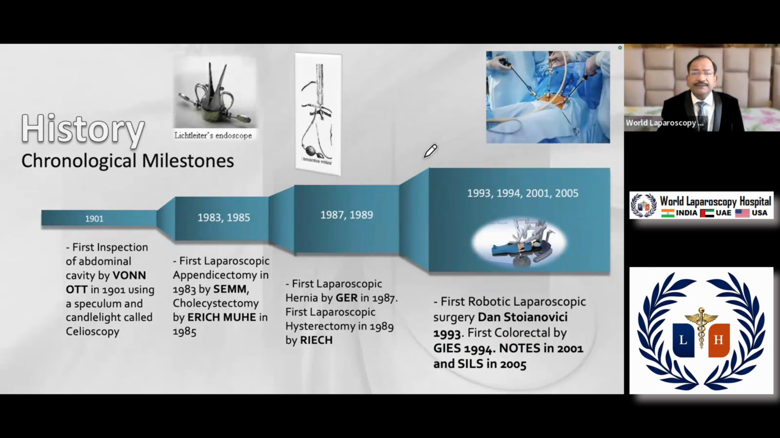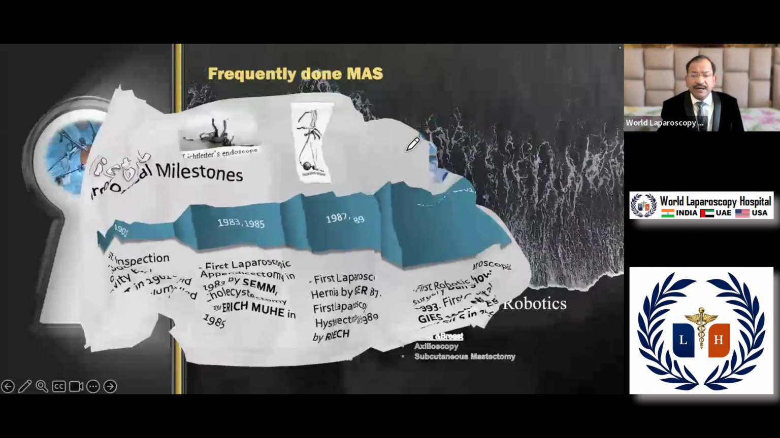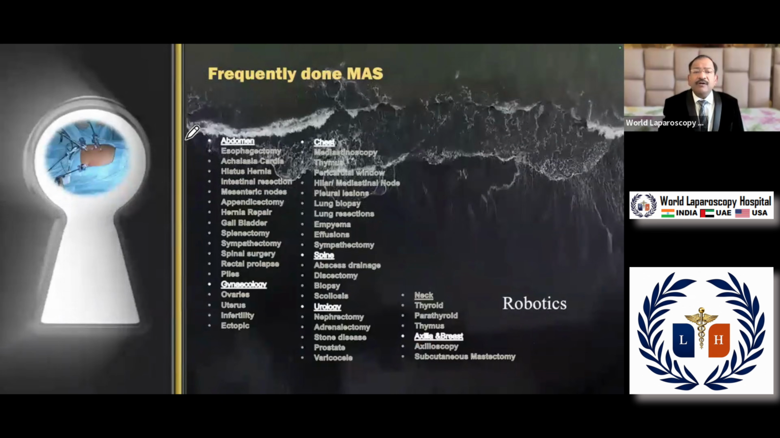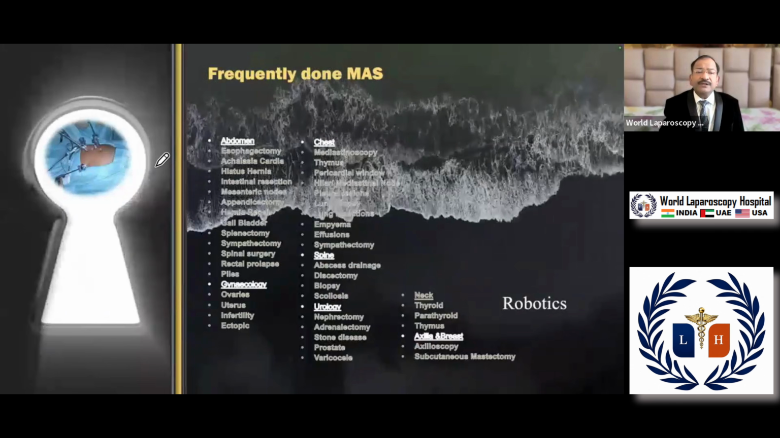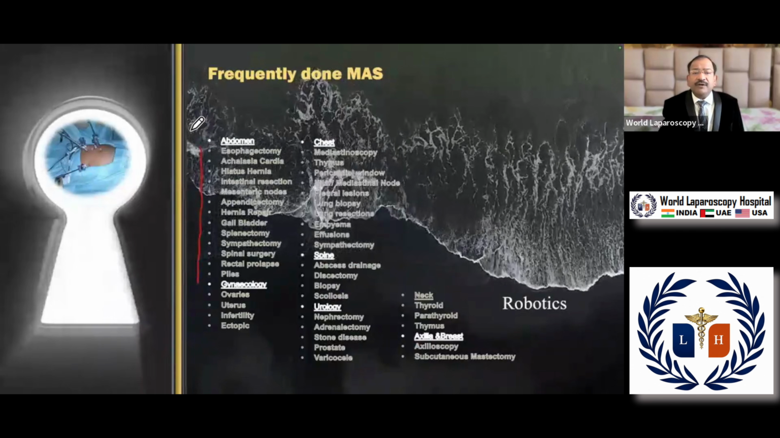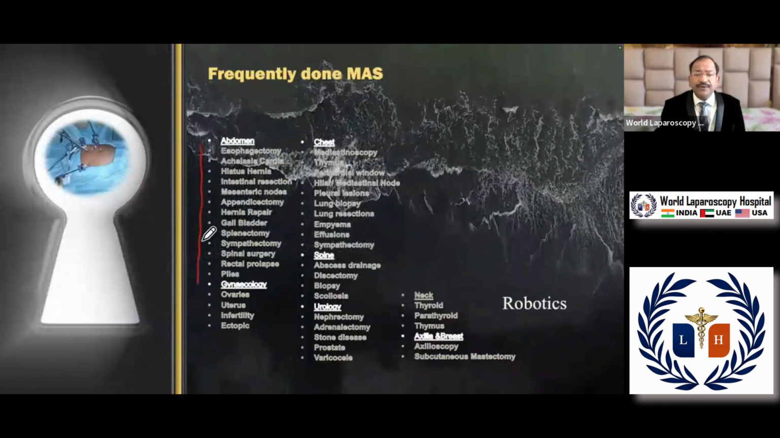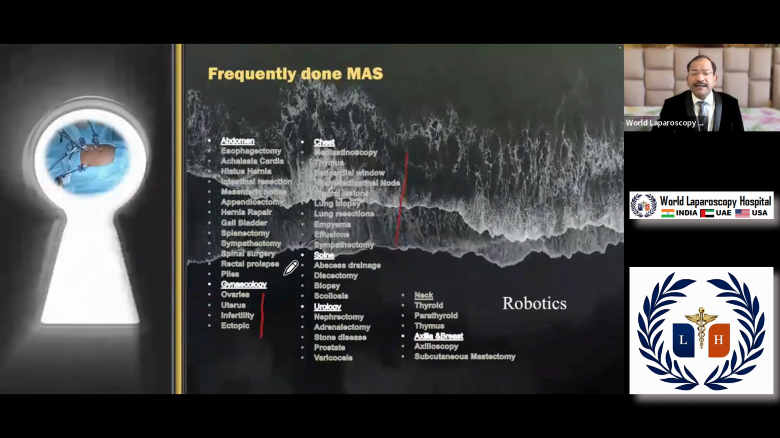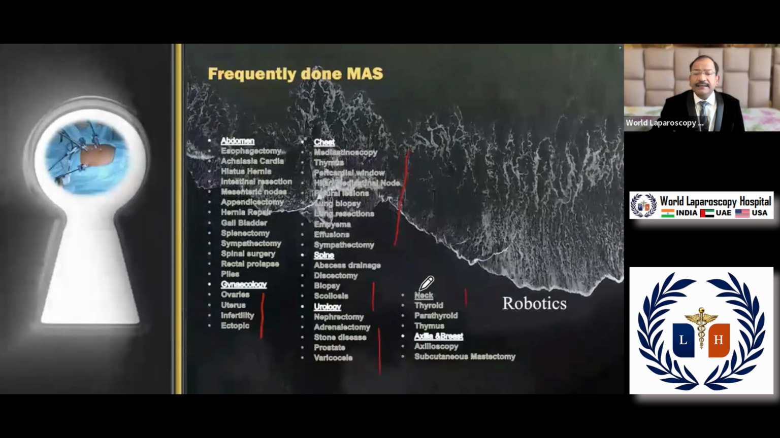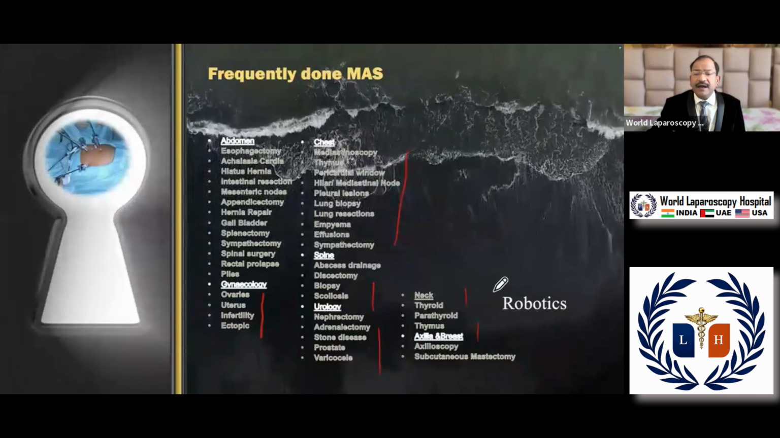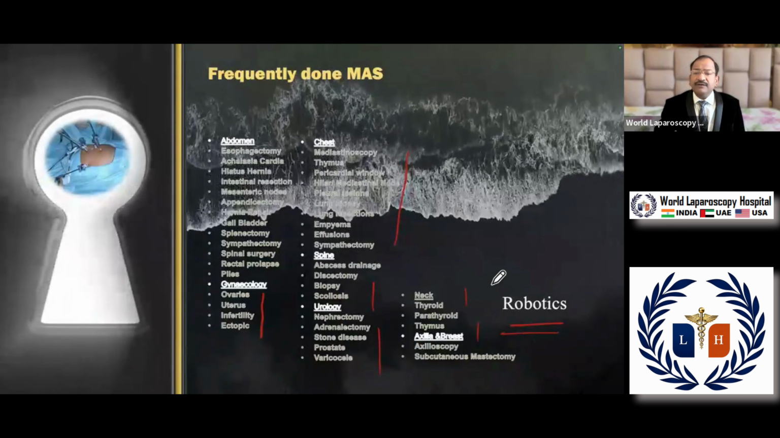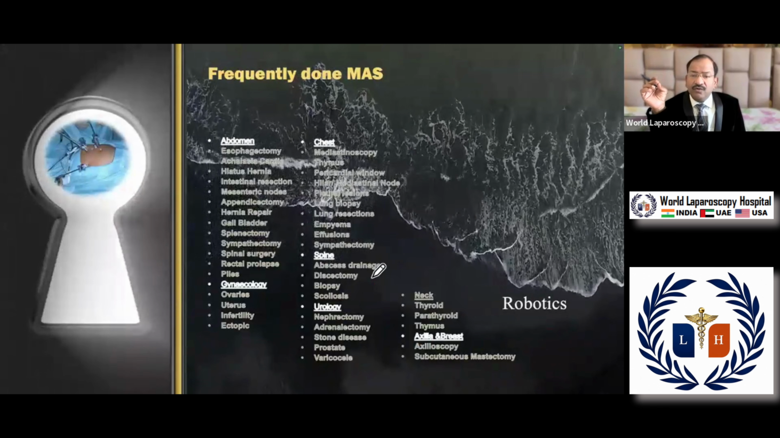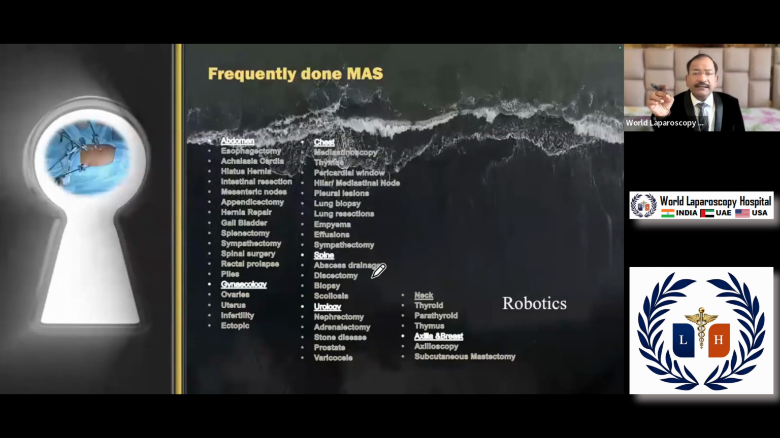However, if you see, there are hundreds of procedures which you can perform by minimal access surgery. In the abdomen, almost the entire procedure from esophagus to anus you can perform. In gynae, almost all the surgery, in the chest, in the spine, in urology, in the neck, in the axilla, in the breast, and now robotics. So basically, there is no surgeon in the world who doesn't perform minimal access surgery.